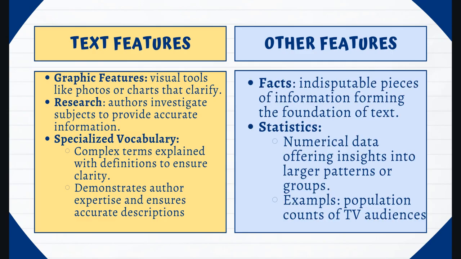Some other features that we might see are facts, which are indisputable pieces of information forming the foundation of the text, meaning this isn't just a guess. We know that this is true. And statistics, which is numerical data offering insights into larger patterns or groups. So some examples, and I realize I misspelled that, oopsie, examples are population counts or TV audiences, right? So when they say this many people watched this show, that's an example of a statistic.